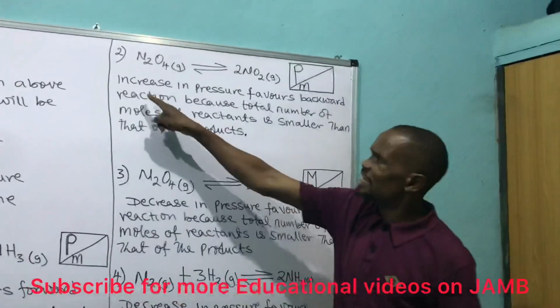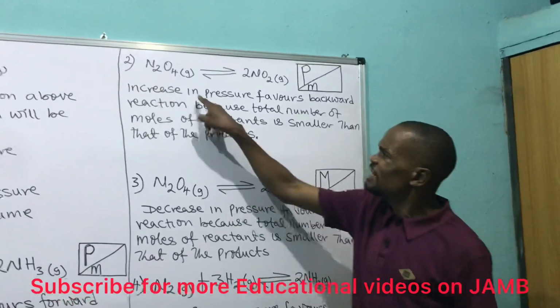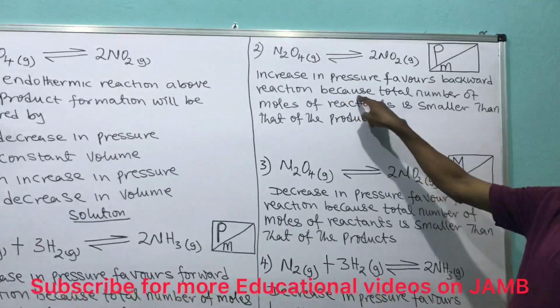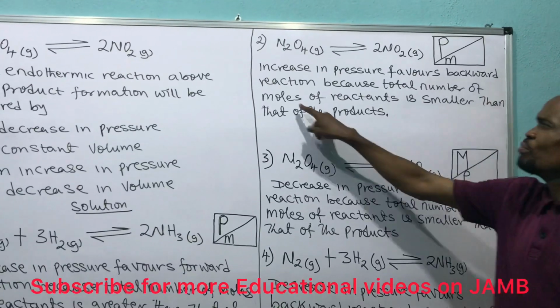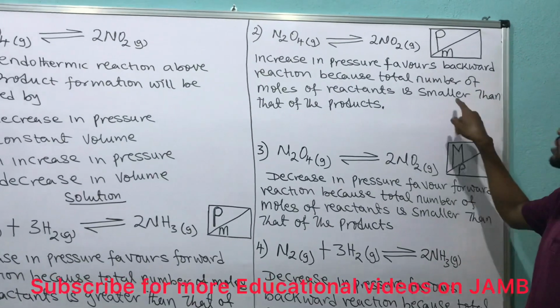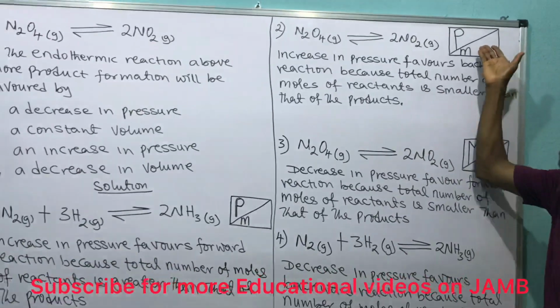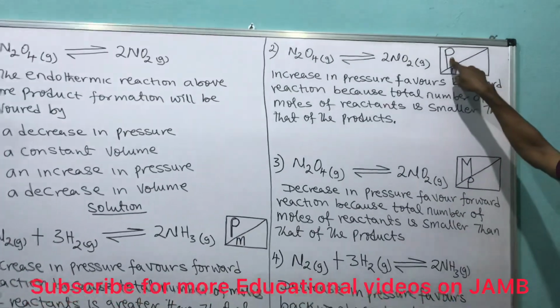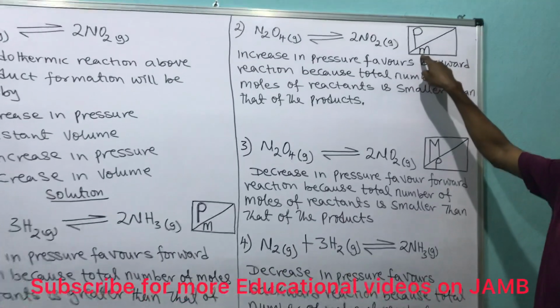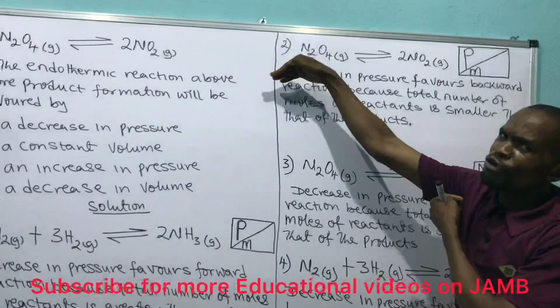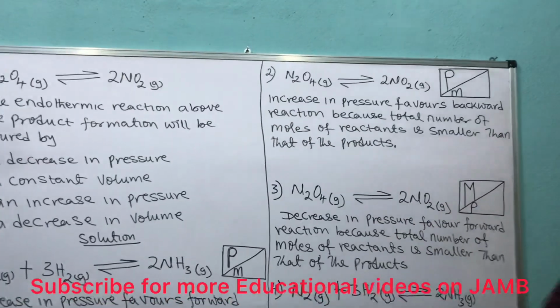Look at it, and I said in terms, increase in pressure favors the backward reaction, because the total number of moles of the reactant is smaller than that of the product. We can as well use the same box to check it. When I increase the pressure, it will go for the smaller mole. You will now see that when the pressure is increased here, what will be favored is the backward reaction.